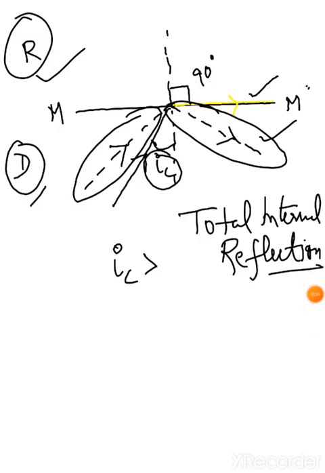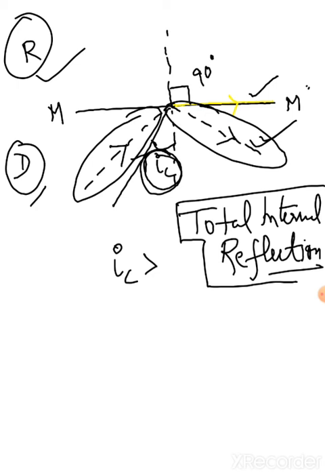Okay, so you see what is happening here? The ray is coming back to the same medium, so it appears as if reflection is occurring here. But that is not the actual point. Actually refraction has not occurred. Since you have increased the angle of incidence more than the critical angle, the ray comes back to the same medium, and we call it total internal reflection. Okay, clear?